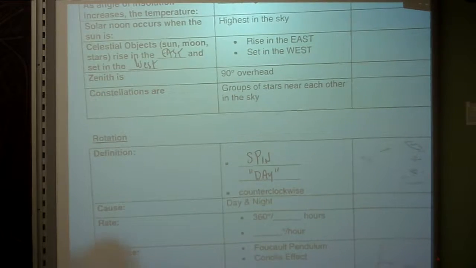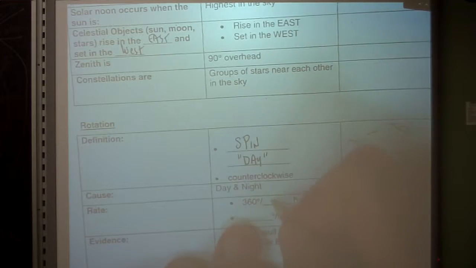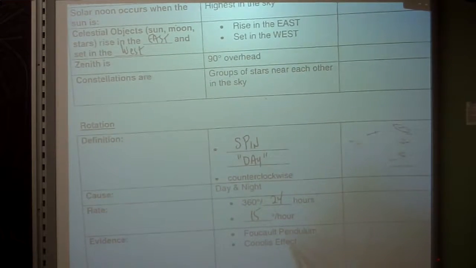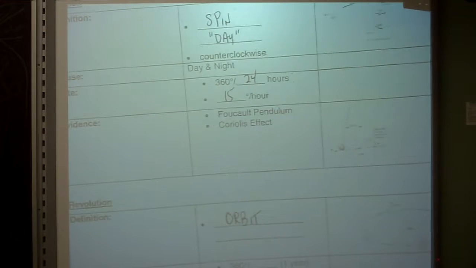Okay? The cause of night and day, I guess they gave it to you twice. 360 degrees in 24 hours equals 15 degrees per hour. And the evidence is the Foucault pendulum and the Coriolis effect. Revolution is the orbit. It defines the year.